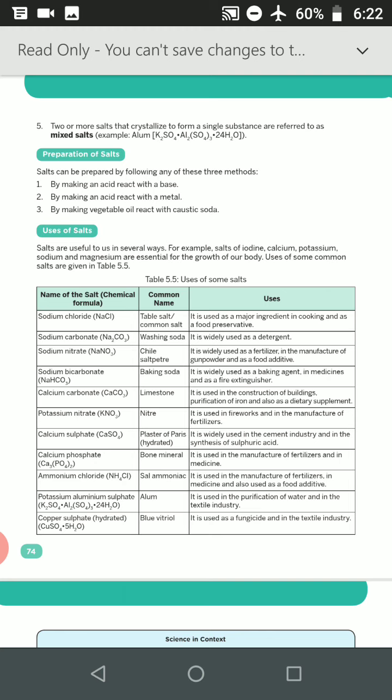That is potassium aluminium sulfate, that is alum. No need of learning this big formula. Alum is used for the purification of water and in textile industries. Copper sulfate, that is blue vitriol, is used as a fungicide and in textile industries.